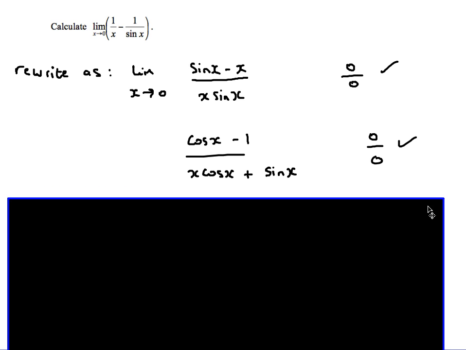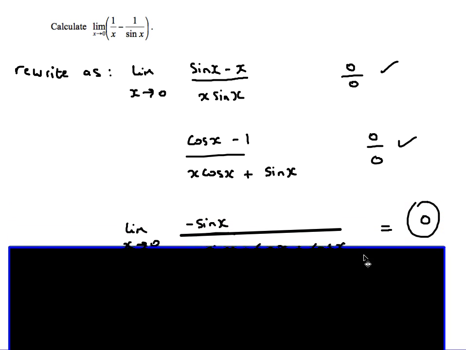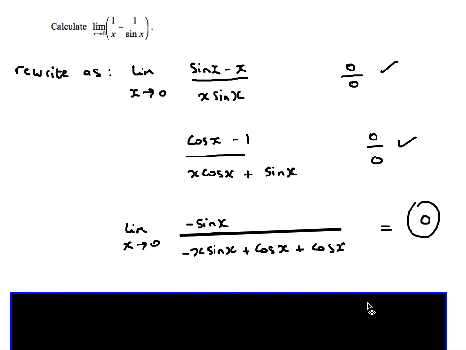I differentiate it. Again, I need to use the product rule a little bit on the bottom one. And once again, if I put x equals 0, I end up with a 0 over 0. So one more time, I'm going to need to differentiate this function. And yet again, as long as you use the product rule correctly, you should end up with minus sine x on the top, and minus x sine x plus cos x. As x approaches 0, the sine x is going to become 0, the bottom is not 0, therefore the limit will just be 0.